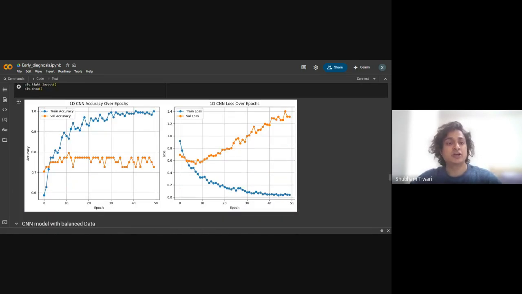This is our learning curve. If you take a closer look at this, blue is rising steadily, indicating that it's learning effectively. But if you take a look at the validation accuracy, it's indicating that there's overfitting in the dataset.